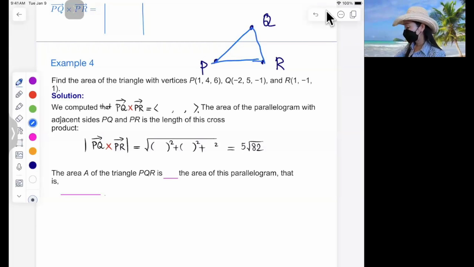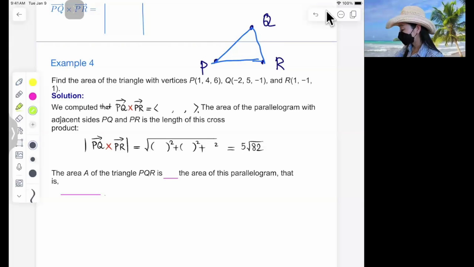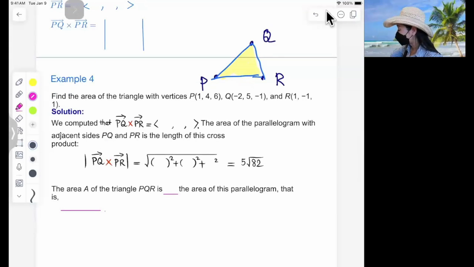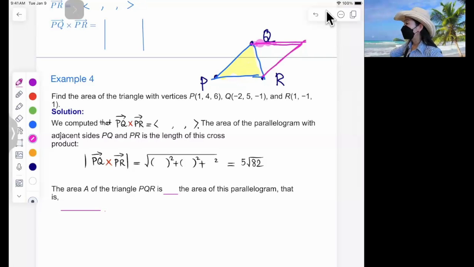Now, how do we find the area of the triangle in space? Think about it. Well, let's think about it. Can we make a parallelogram? We can make a parallelogram. We can find the area of this parallelogram by using what? The magnitude of the cross product. How does the area of the parallelogram relate to the area of the triangle? It's double. So we can find the area of the parallelogram and then divide by 2 to get the area of the triangle, right?